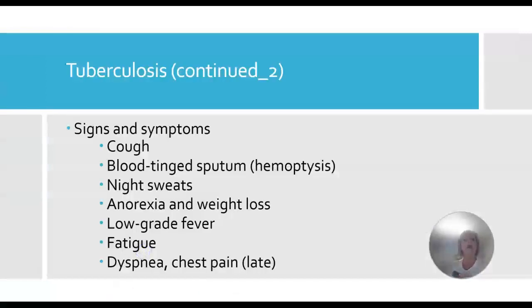Okay, so signs and symptoms. What are the things that we're going to see if somebody comes in and presents with tuberculosis? Well, one, they're going to have a cough because it's affecting the respiratory system. Sometimes they will have blood-tinged sputum because of those tubercles aggravating that lung tissue. That's called hemoptysis. A lot of times they will have night sweats. Anorexia, which means lack of appetite, and weight loss. They will have a low-grade fever, so there's not going to be a 104 or something like that. It's going to be a low-grade fever like 100, 100.4, 100.6.